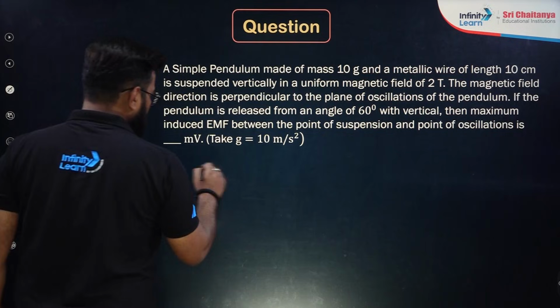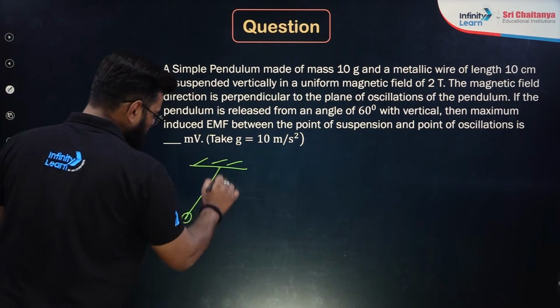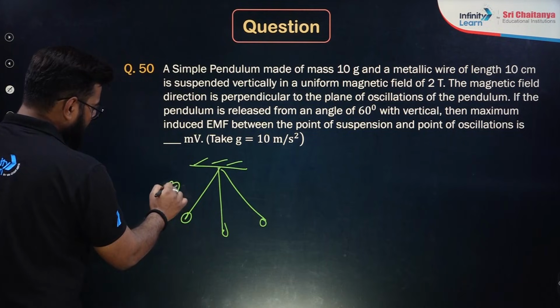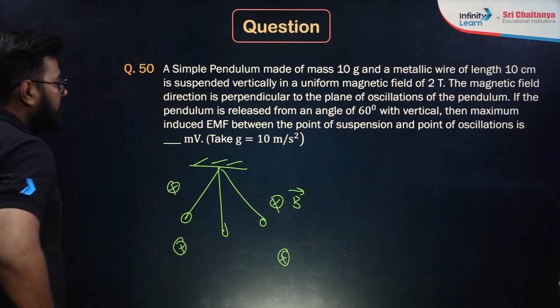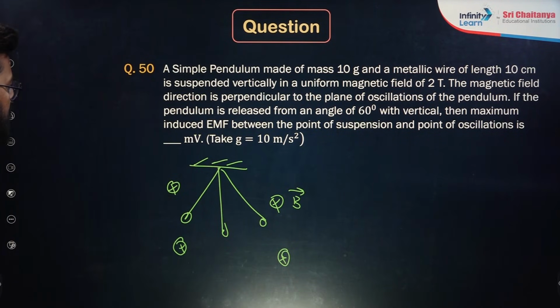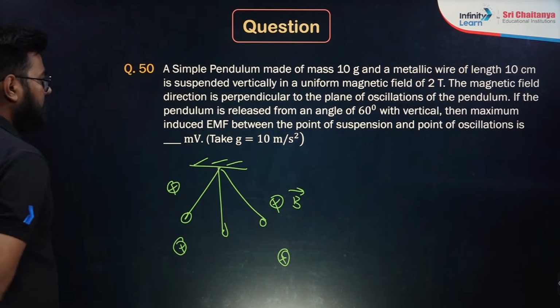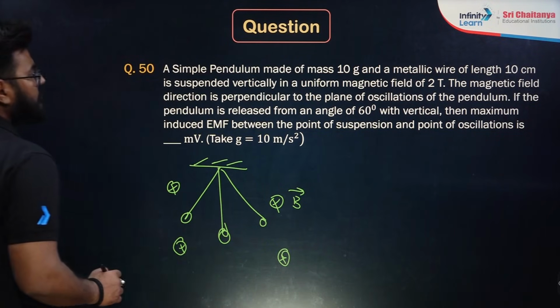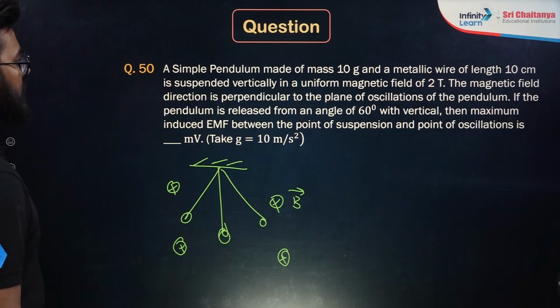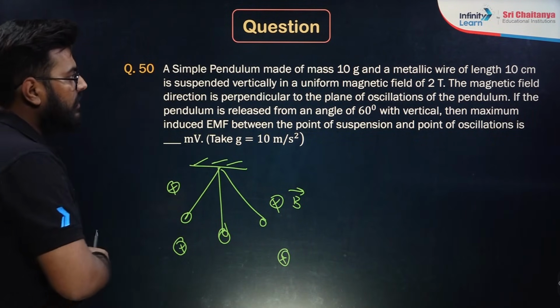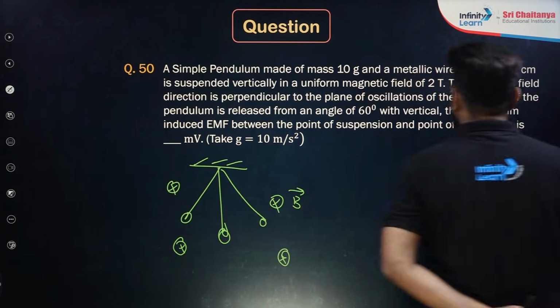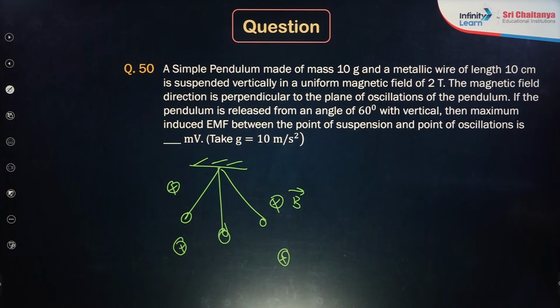Okay, so this is the case. This is the pendulum, and the magnetic field line is in the cross direction. If the pendulum is released at an angle of 60 degree with vertical, then the maximum induced EMF between the point of suspension and the point of oscillation is going to be. Now see, there is a wire, right? And due to the wire, there is going to be an induced EMF in the wire. So they are asking the maximum induced EMF between the point of suspension and the point of oscillation.